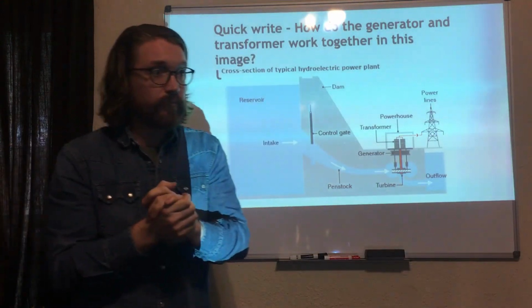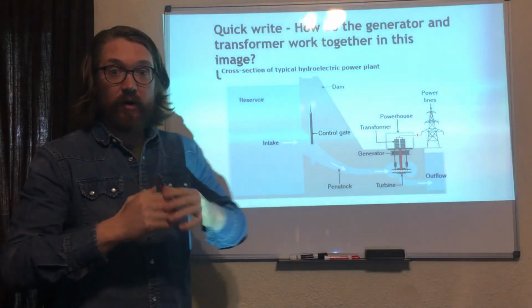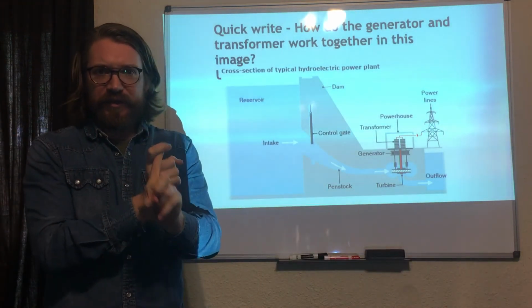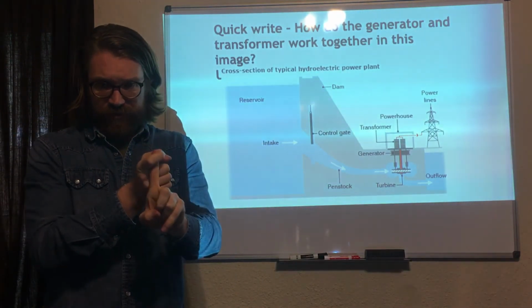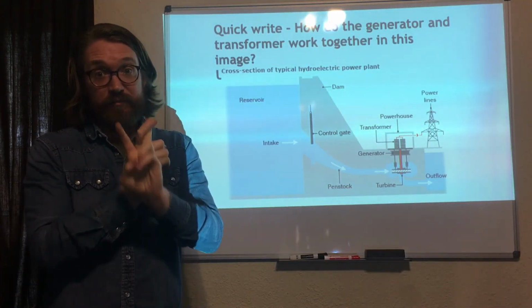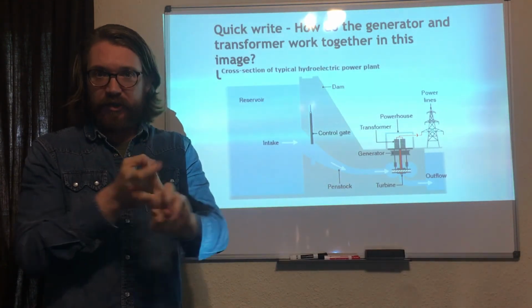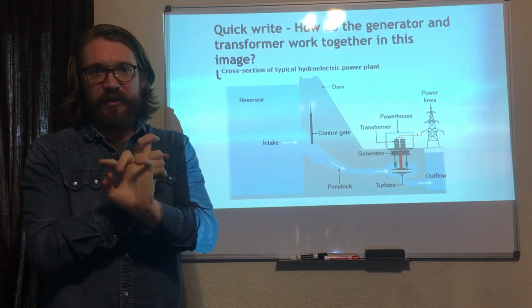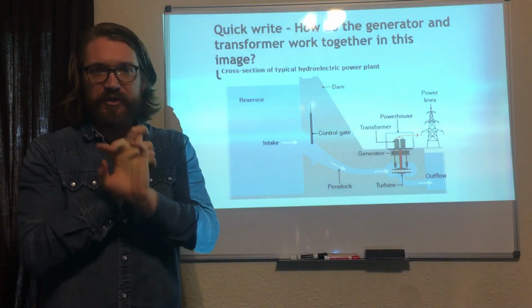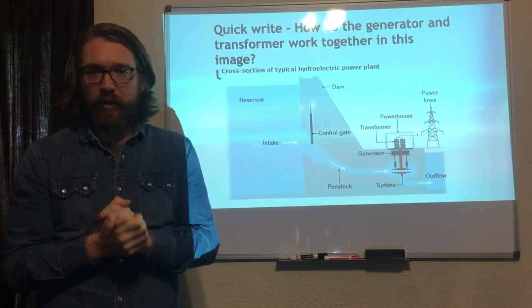All right? Okay, that is all of the information that you need. Generators turn movement into electricity. They generate electricity. Motors take electricity and turn it into movement, or mechanical energy. Transformers increase and decrease the voltage. And remember, the more windings, the more voltage you have. All right? That's all you need to know.